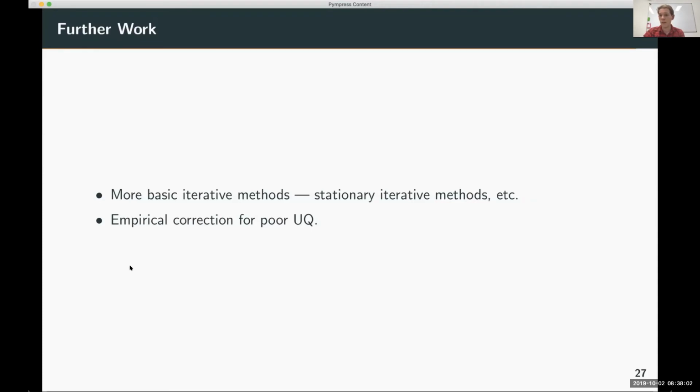And then other work that we're undertaking is work studying more basic iterative methods, such as Jacobi iteration and Richardson iteration, to try and understand their properties and whether we can fix this nonlinearity that occurs in the search directions in a more rigorous and structural way.